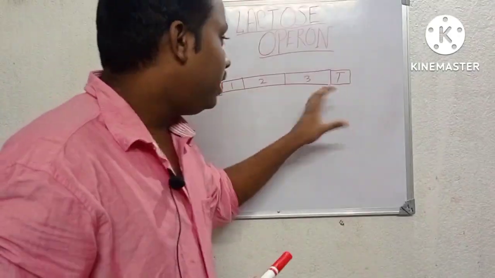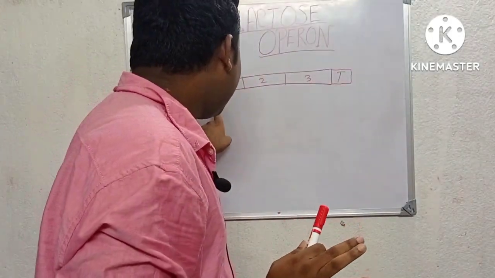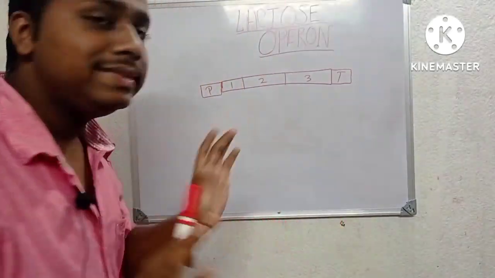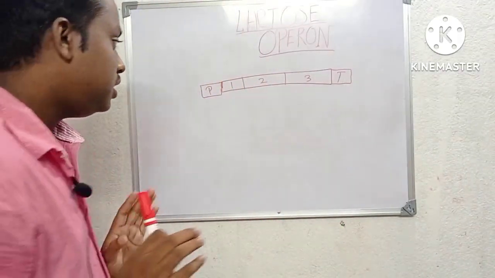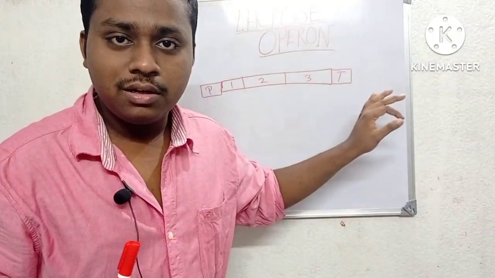In case of eukaryotes, under one promoter and one terminator, only one gene is present. But in case of prokaryotes, multiple genes are present.